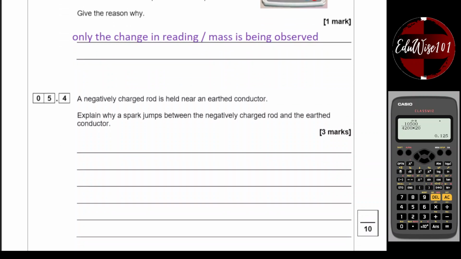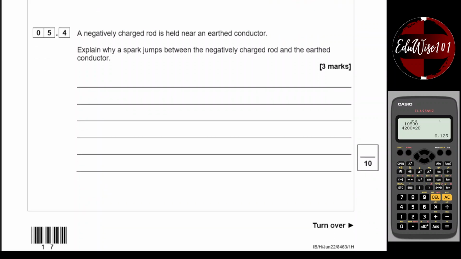Question 5.4. A negatively charged rod is held near an earth conductor. Explain why a charge jumps between the negatively charged rod and the earth conductor. Now, this is very similar to what happens when lightning strikes.